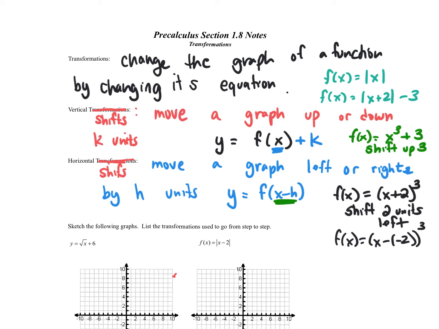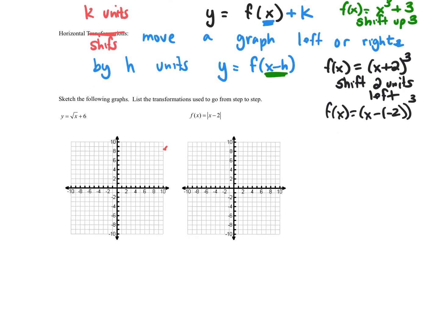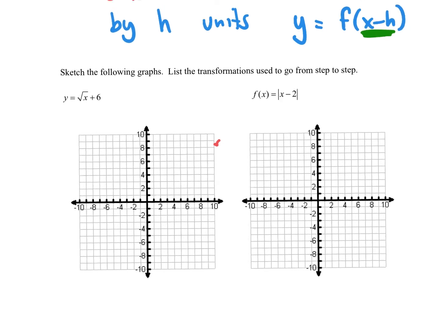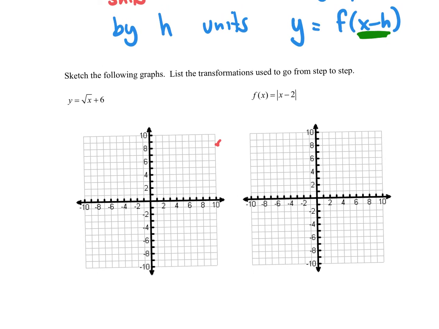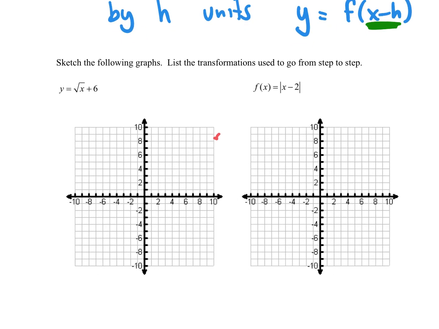So what we can do with these transformations is we can sketch graphs really quickly. Here are a couple examples, one absolute value and one square root. I want to list the transformations and then sketch my graph. In this one, you can see the plus 6 is on the outside. So that's going to be a shift up by 6 units. If you shift something up and down, that is going to influence the y value. Anything left and right will influence the x value.